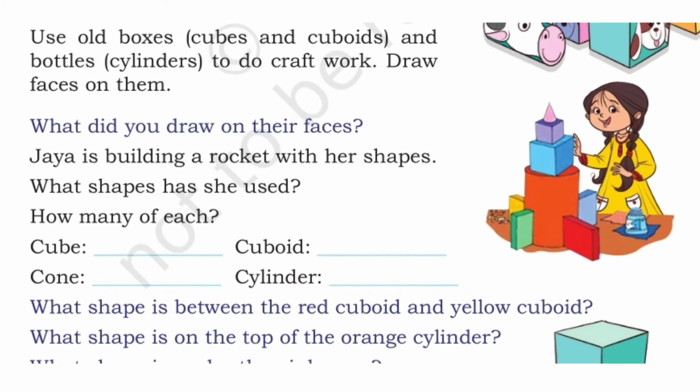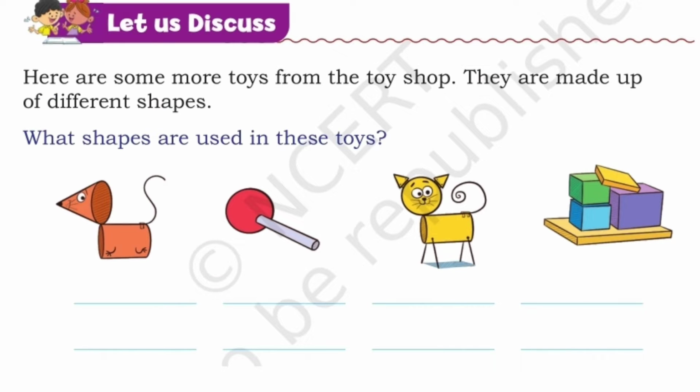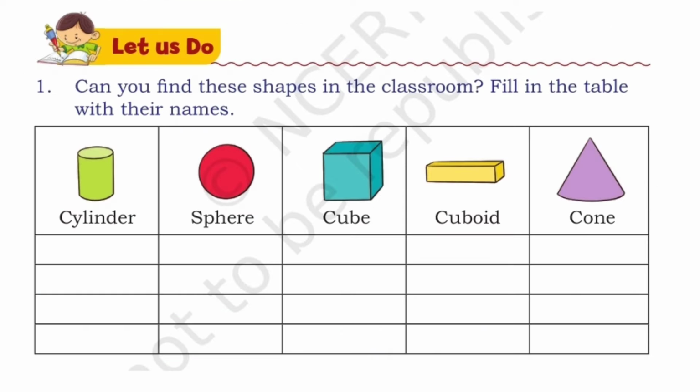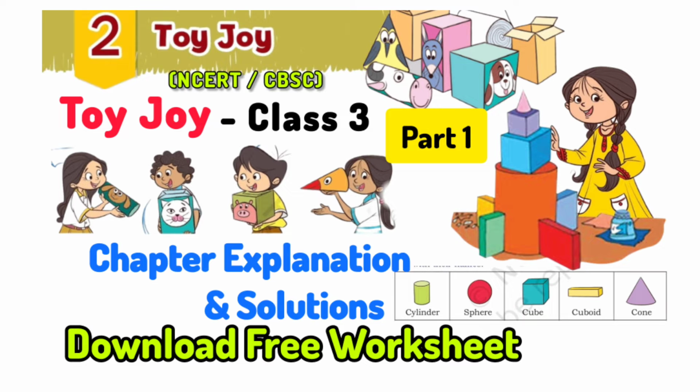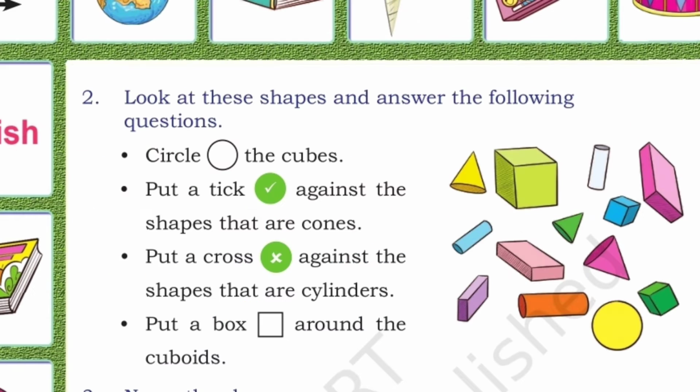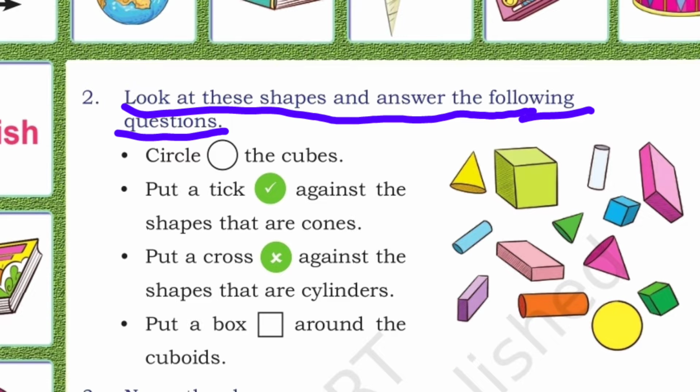In the part 1 video, we have already covered these topics. So if you have missed it, please watch the part 1 video and understand the concept, so it will be easy for you to do the part 2 video also. So let's start. They have given a few shapes here, and based on these shapes they are asking questions. Look at these shapes. Answer the following questions.